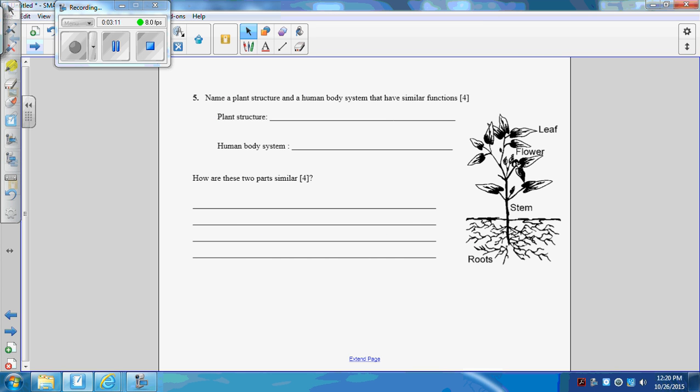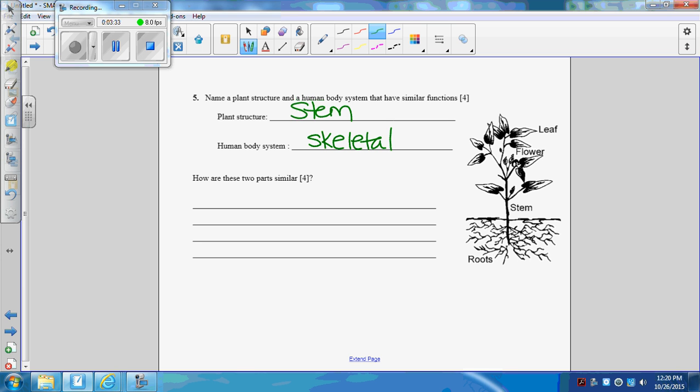Look at this plant on the right, and it has four structures labeled for you: leaf, flower, stem, roots. You got 1 point for naming a structure. So which structure did you pick? It has to be a plant structure. You can put anything you want. Let's pick the stem. Well, most of you put the stem, and you said it was like the skeletal system. The stem is like the skeletal system because it provides structure. It's also like the circulatory system because it transports materials.